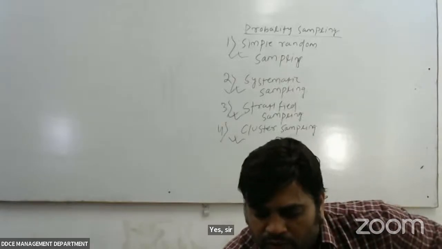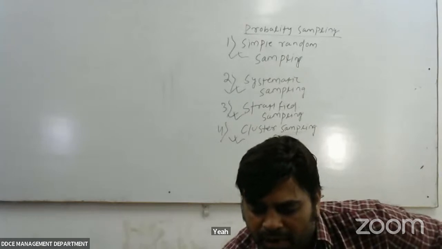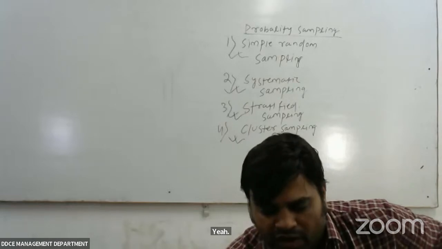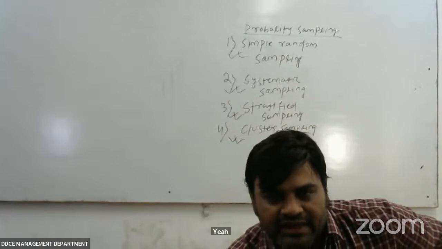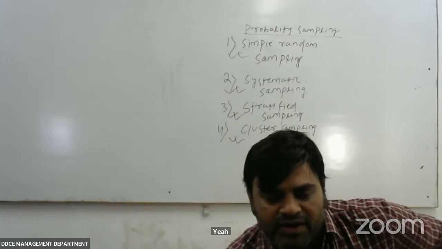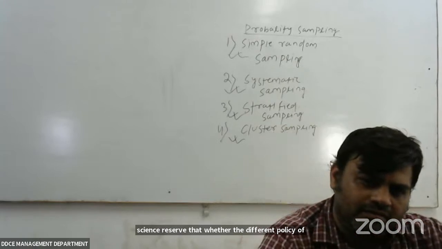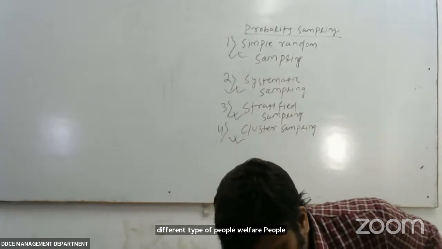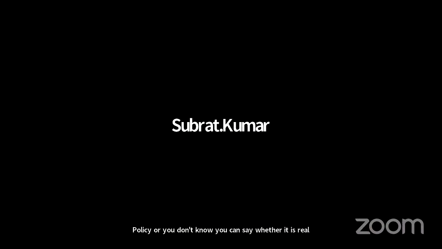Suppose in a particular district, you want to know whether the different policies or incentives of the Government of Odisha are really reaching the people or not. The Government of Odisha wants to do a social science research on whether the different people welfare policies or yojanas are real. We can also consider schools.